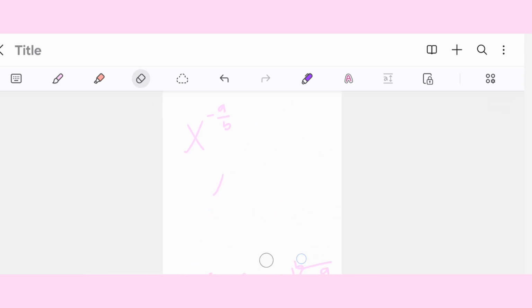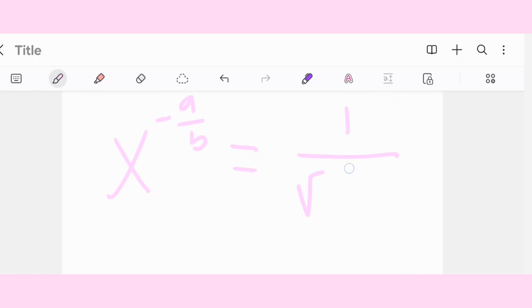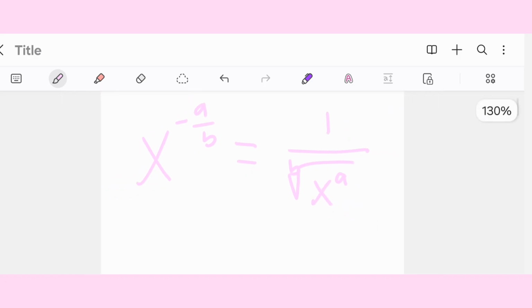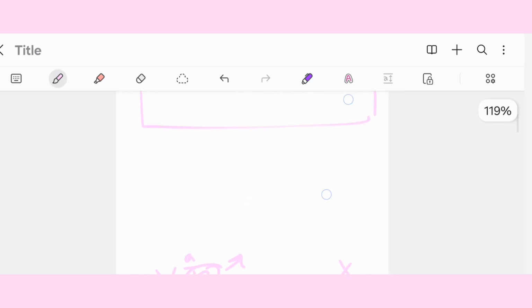I'm going to erase all of this. I'm sorry, guys. Okay, so the way we're going to rewrite all of this is by saying 1 over the b root of x to the a power. Now, maybe that's a little bit easier to understand. Maybe it's not. I'm not really sure.